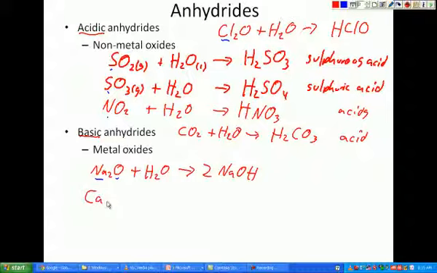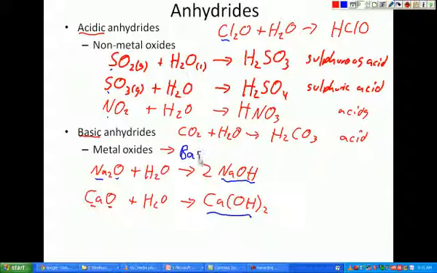Another example could be CaO making Ca(OH)2. Again, this is an example of a metal. Calcium is a metal, and here is your oxide, and it is making a base, and that's why these are called basic anhydrides or metal oxides. So again, metal oxides make bases, and we'll say bases for blue. So metal oxides make bases, and non-metal oxides make acids. And that's the basic premise of anhydrides.